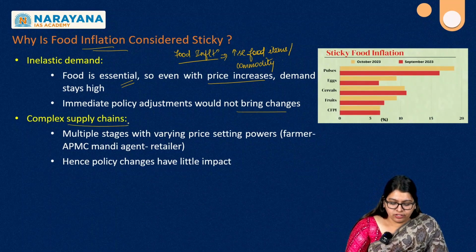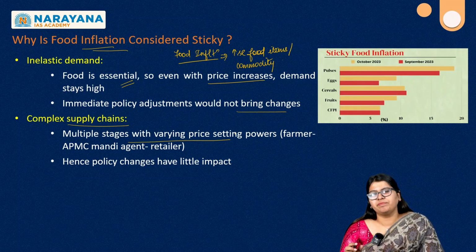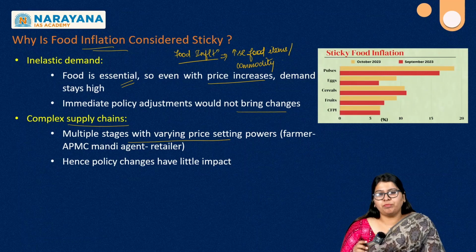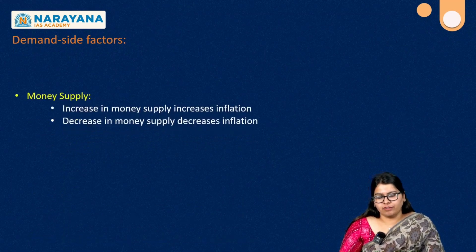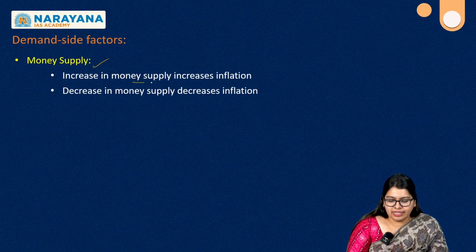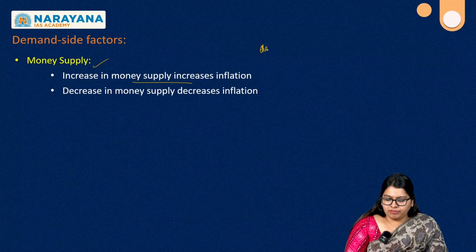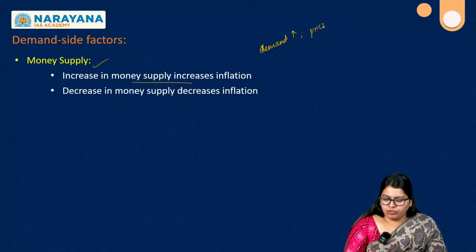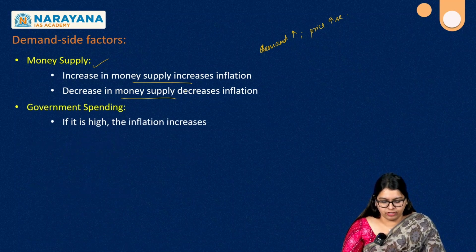Now, the supply chains in India are always complex. That is, there are multiple stages with various price setting powers. And hence, the policy changes here again have a very minimal impact. Now, let us look into the demand side factors as we already discussed. Money supply is one of the demand side factors, because when there is an increase in the money supply in the economy, obviously the demand for a product will increase and the price will also increase. Whereas a decrease in the money supply will decrease the inflation.